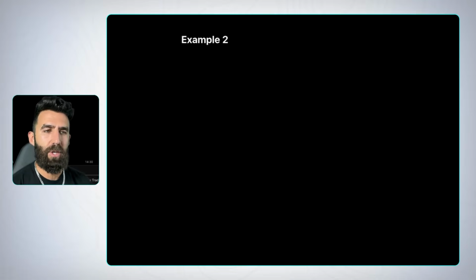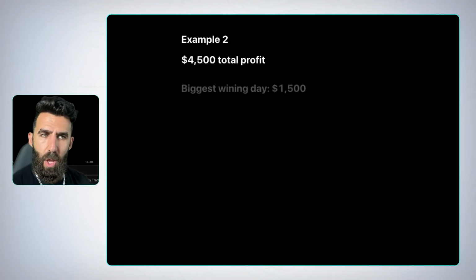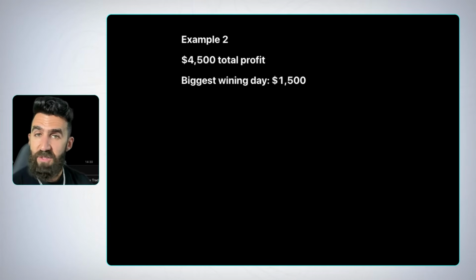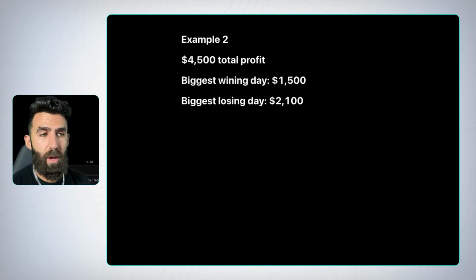Here's example number 2. And I'm going to do a day-by-day example, so bear with me here. $4,500 in total profit, right? Maybe we're trading a 50K account. The profit target's $3,000. We put up $4,500 in profit. But here's how we do it. We have a big winning day of $1,500, right? We close the day out $1,500 green. And we have a pretty gnarly losing day. We have a $2,100 losing day, okay?